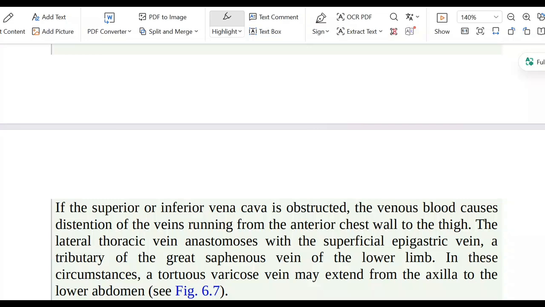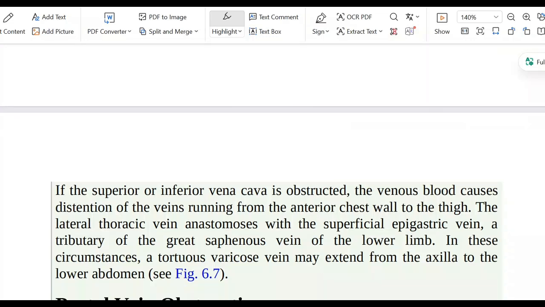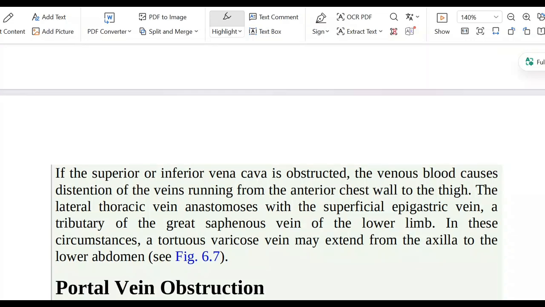That is why these superficial veins become large and tortuous; that is called the varicose vein. These tortuous veins are called varicose veins because they become enlarged as all the blood passes through them. Now why does the book mention the thoracoepigastric vein?